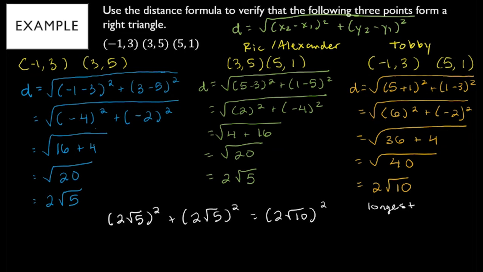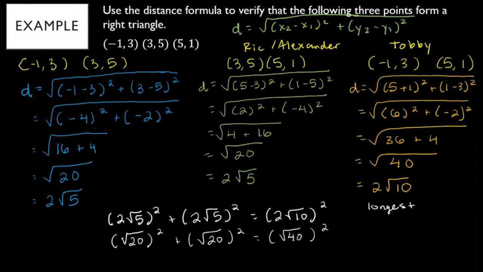Now, it's often easier to do it in the unsimplified form while it's still inside a regular square root, because it's a lot easier to square. So we could have square root of 20 squared plus square root of 20 squared equals square root of 40 squared. And so the square roots cancel, and we end up with 20 plus 20 equals 40, which works. So that means that, yes, this is a right triangle.